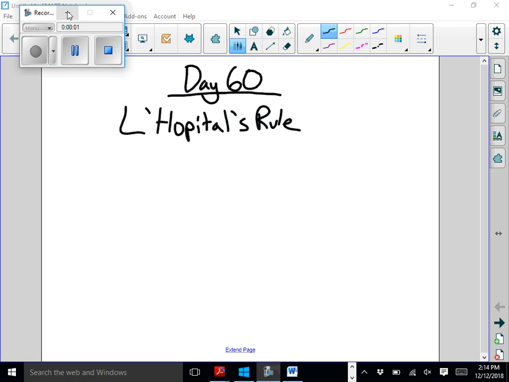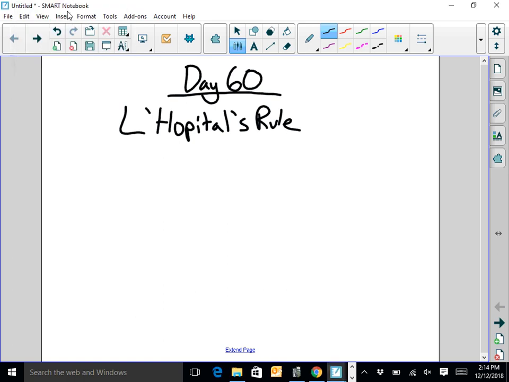We're at day 60 here. Today I'm going to introduce to you L'Hopital's rule. L'Hopital's rule is a super handy method for solving limits. So we talked about limits at the very beginning of the year, but there's an easier way to evaluate limits when they come out in certain forms.